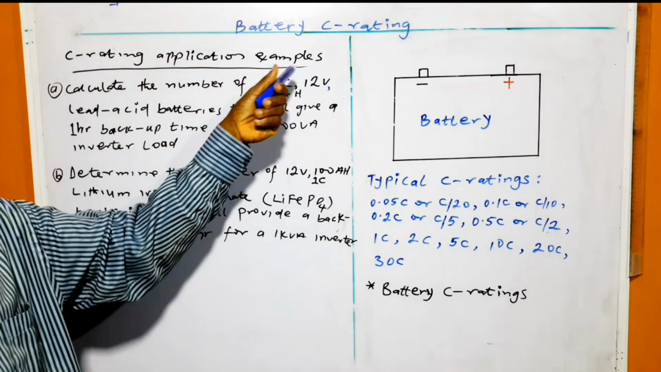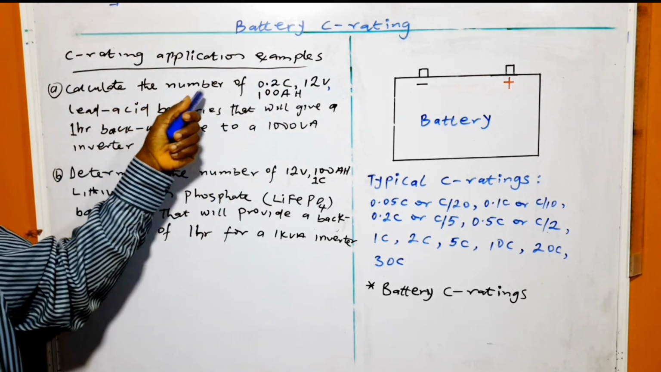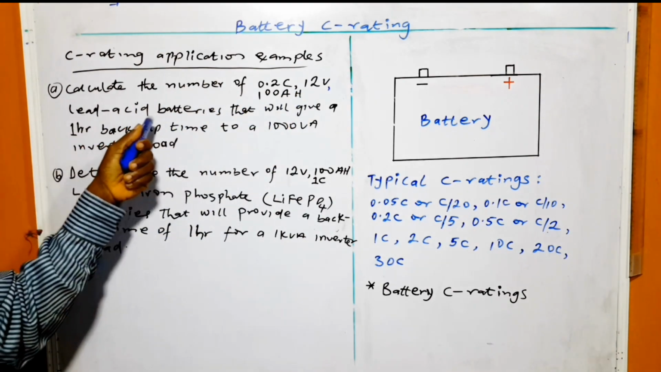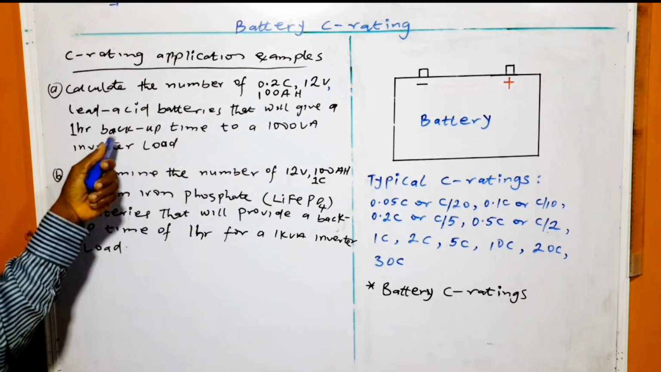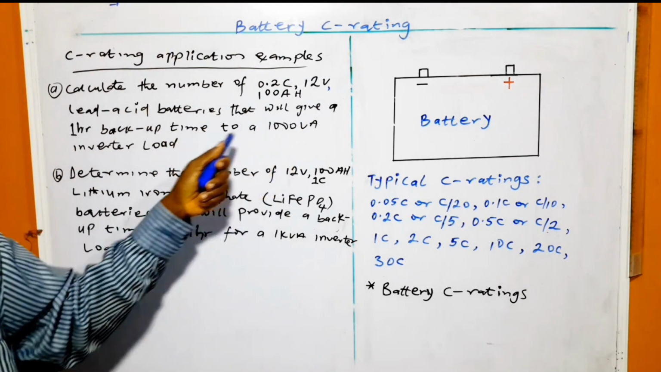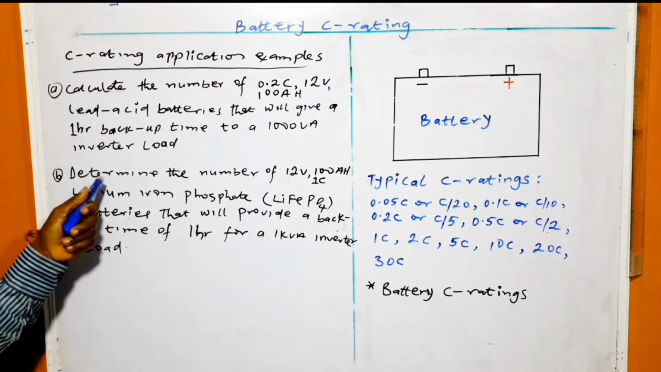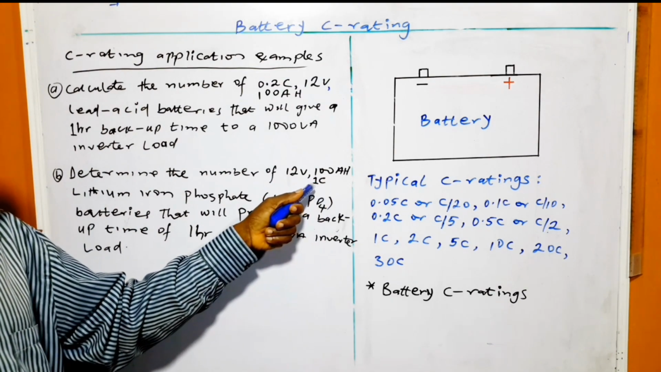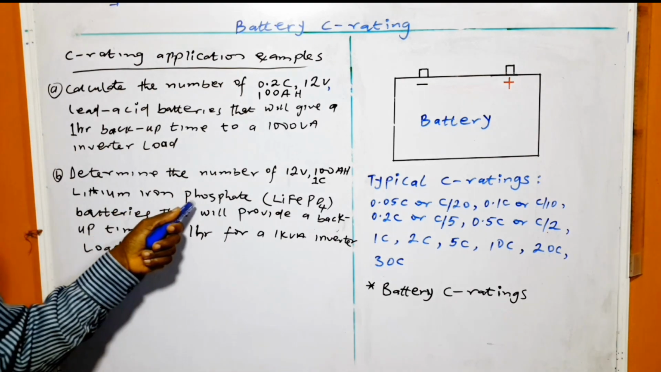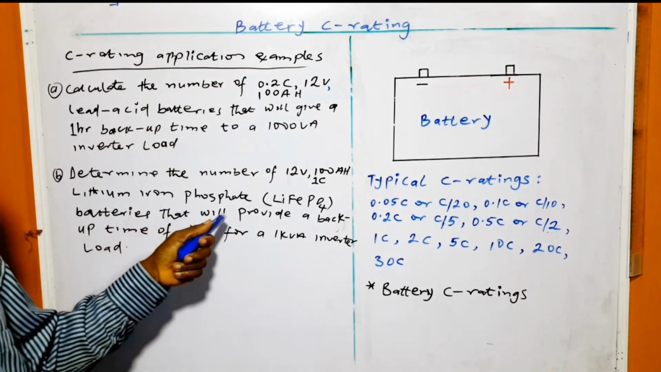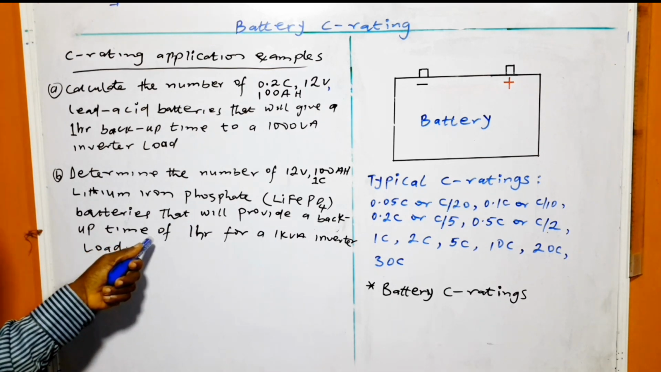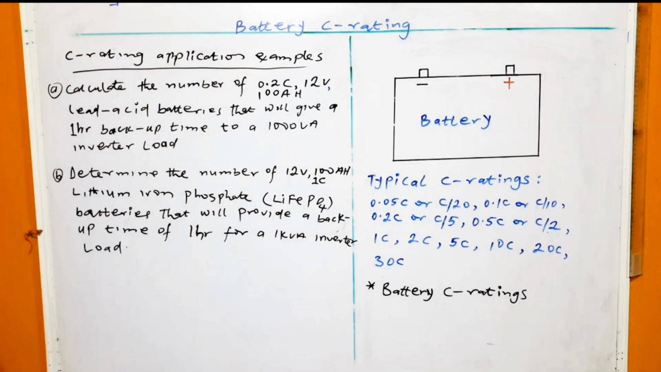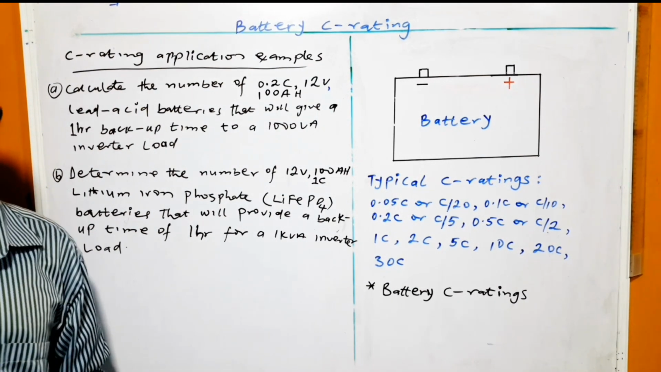C rating application examples. A. Calculate the number of 0.2 C, 12 volts, 100 ampere hour lead acid batteries that will give a 1 hour backup time to a 1000 VA inverter load. B. Determine the number of 12 volts, 100 ampere hour, 1C lithium iron phosphate batteries that will provide a backup time of 1 hour for a 1 kVA inverter load. Those are the two examples.